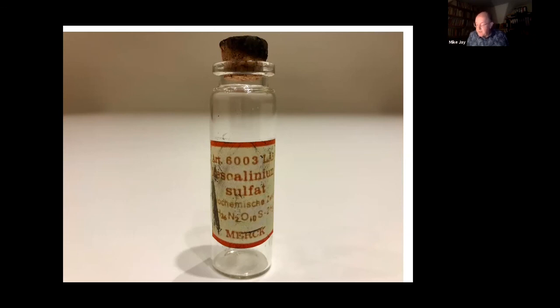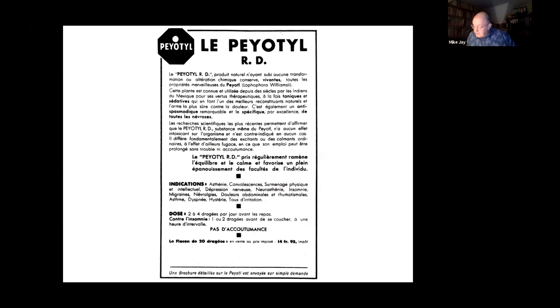Peyote, meanwhile, remained in the Western pharmacopoeia, but never established a successful application. In 1936, a tincture named Peyotil RD, sold by mail order from Geneva as a remedy for nervous conditions, attracted the attention of the League of Nations Advisory Committee on Traffic in Opium and Other Dangerous Drugs, who, on the basis of its hallucinatory effects and its prohibition on Indian reservations in the US, recommended that it should be limited to medical prescription.